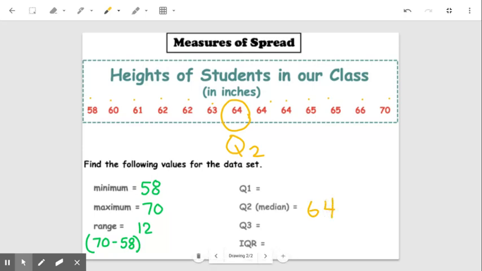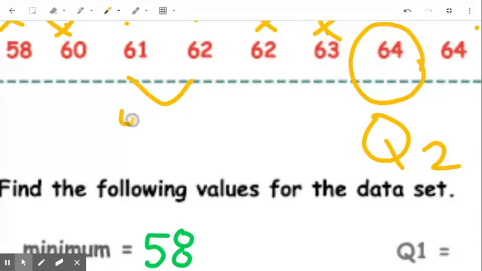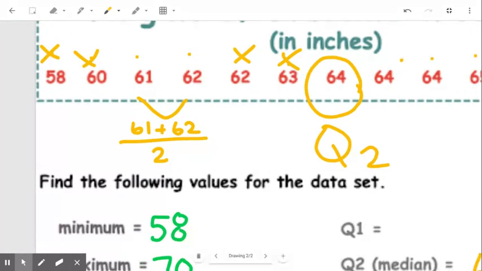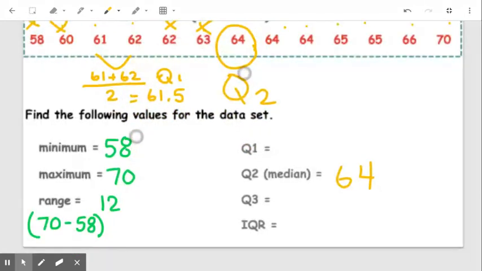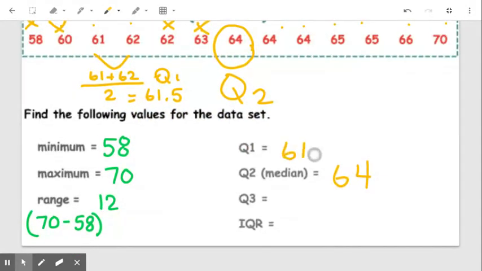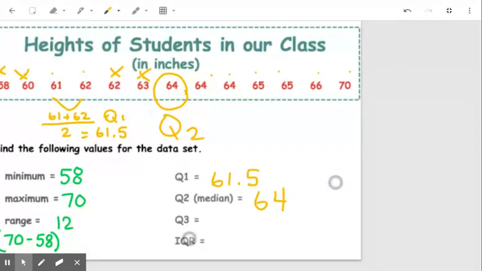Now, to get my Q1, I have to work my way to the middle of the left half. So I'm going to go back over here to the left half and work my way to the middle. And when I get to here, I notice that I have two middle numbers. So to find my Q1, remember, I have to add those two values and divide by 2. And that is going to give me 61.5. And that is my Q1. So my Q1 is 61.5.